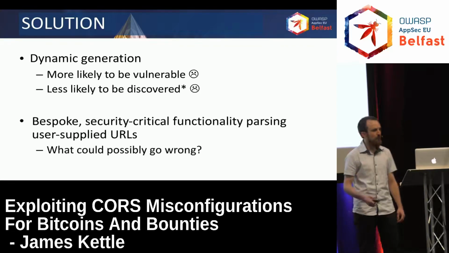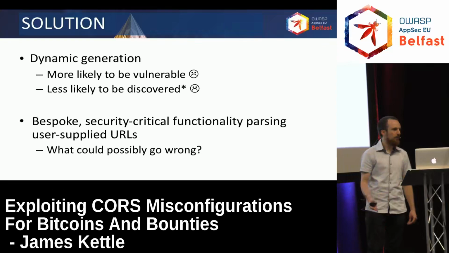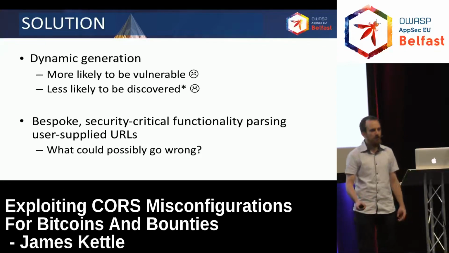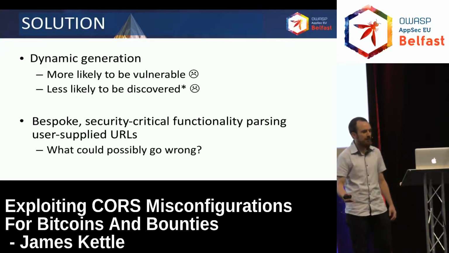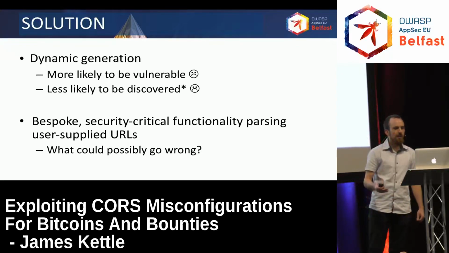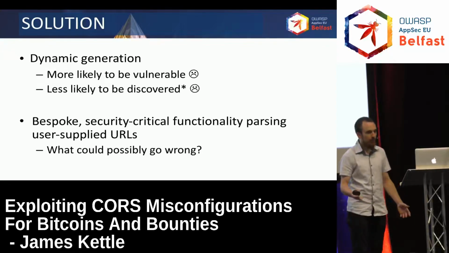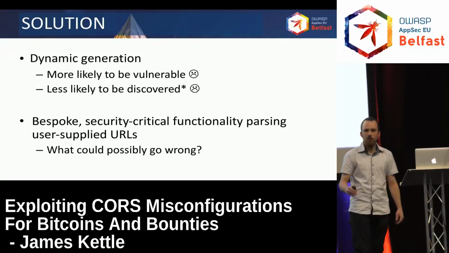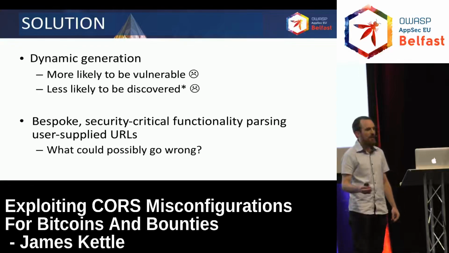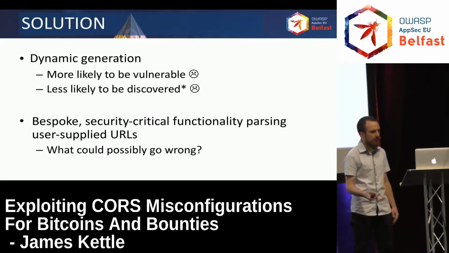And I think as a result of that, you've got a whole bunch of sites where this security critical functionality, based on parsing user-supplied URLs, hasn't even gone through a security audit. So when I say people's awareness of CORS is really poor in this year, everyone's heard of CORS, but I think a huge number of people haven't realized how widespread dynamic generation is, because if you don't look for it, you just won't find it.